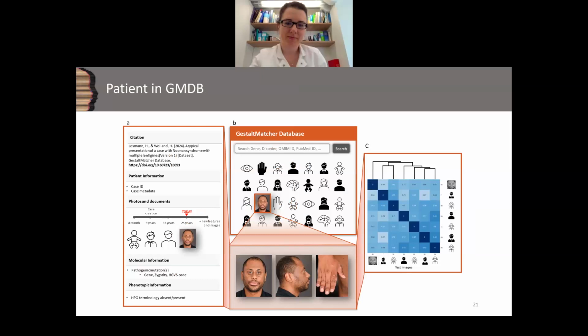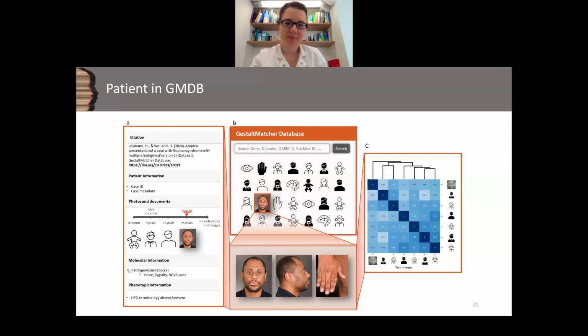And this is an overview of how a patient entry really looks. For example, in the upper left corner, we have some citations, which show where this data comes from. Then we have the case ID, and with some meta information, we store the photos at different ages. This is very important because the face evolves through time. Sometimes you don't look very similar to how you looked 20 years ago, and the facial dysmorphic features also evolve through time. That's why it is very important for us to have photos at different ages.